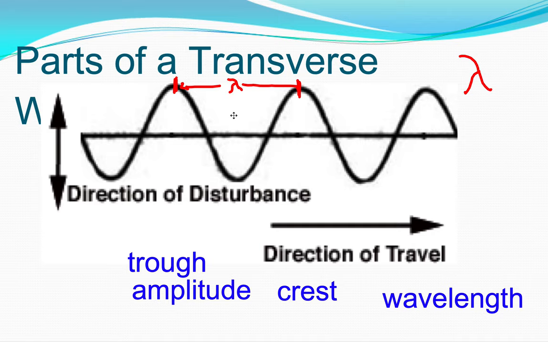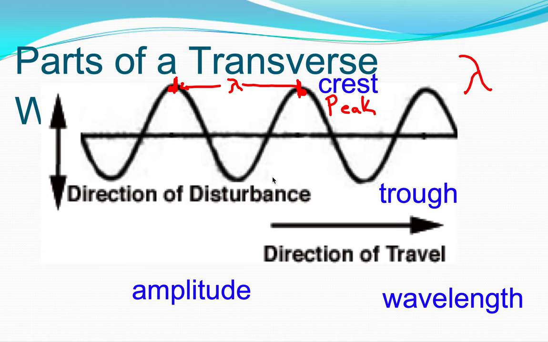You can measure it peak to peak or crest to crest. The top part of the wave is called the crest or the peak. I actually can't remember which one your book uses. So books use either one. Oops, that does not look like I wrote peak, it looks like peek, like peekaboo. So the peak is P-E-A-K. This is either called the crest or the peak, and that's the topmost disturbance. And the bottommost disturbance, you guys, is called the trough. So you could also measure wavelength from trough to trough.